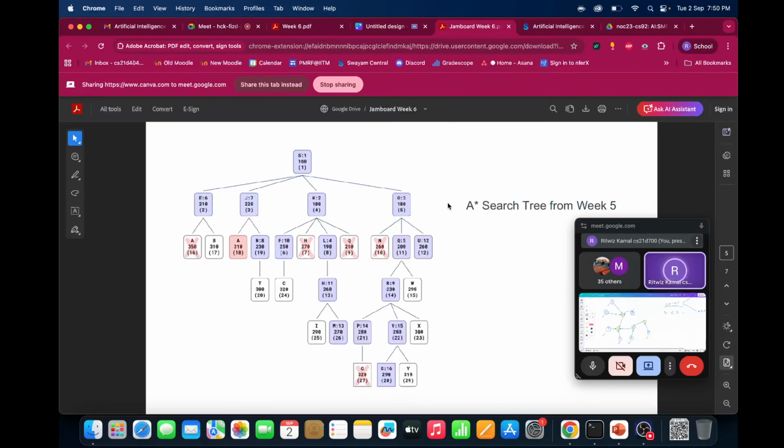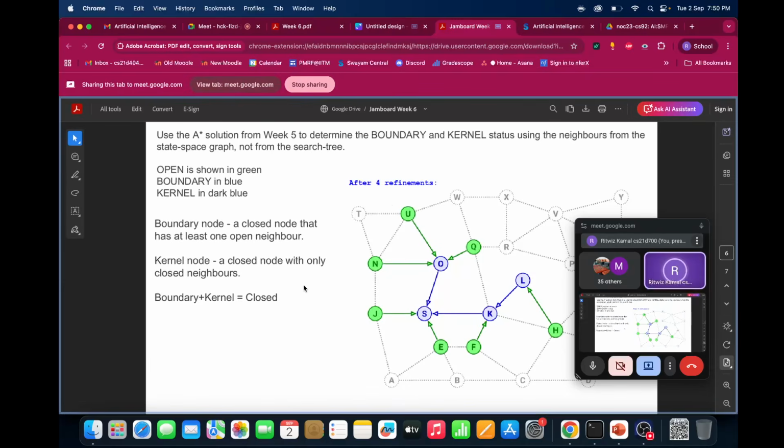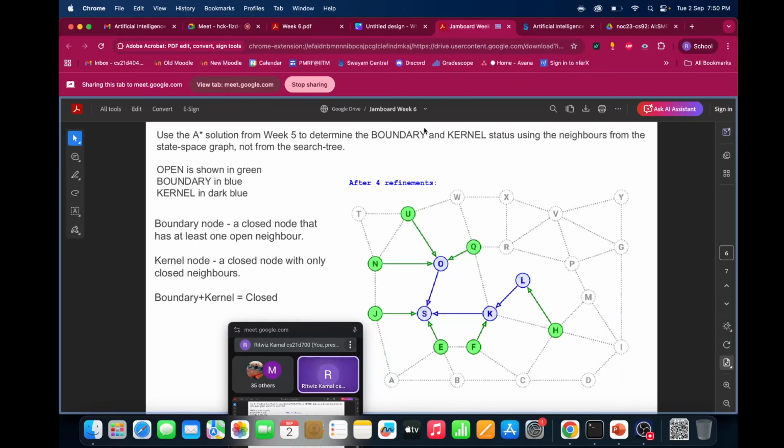Now I have the SMGS formed for the next few expansions. Okay, so this is what we also drew. The color coding might be slightly different. So S, K, O and L are in the boundary, which is marked blue. Kernel is supposed to be dark blue, but we don't have anything in the kernel as of now. And green nodes are the ones in the open list as of now. This is after 4 refinements.